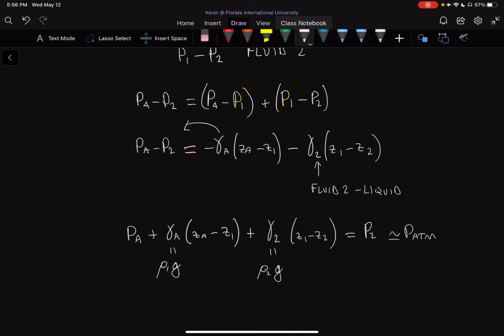We know we're going to have to use property values for SAE 30, for mercury, and for water. So let's write them down. We can go to table 2.1, which is above in this lecture and in your handout, and we can write that gamma of water, which we had written earlier, is equal to 9790, gamma of mercury is equal to 133,100, and gamma of oil is equal to 8720.